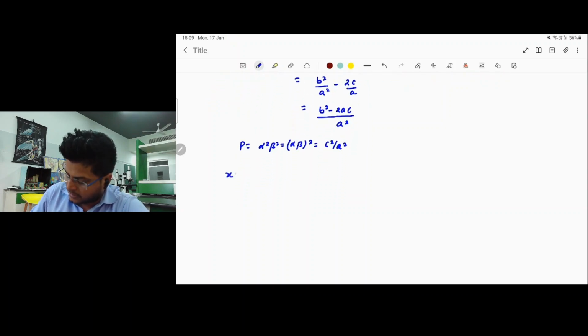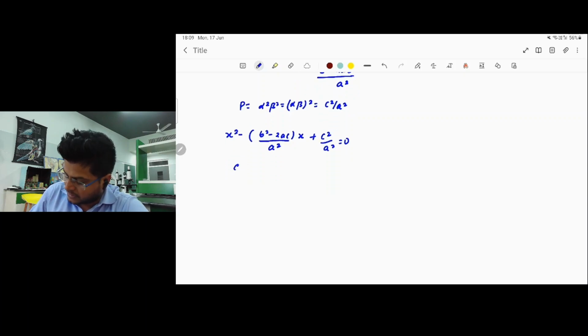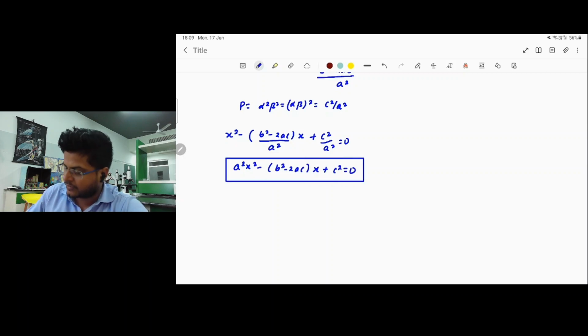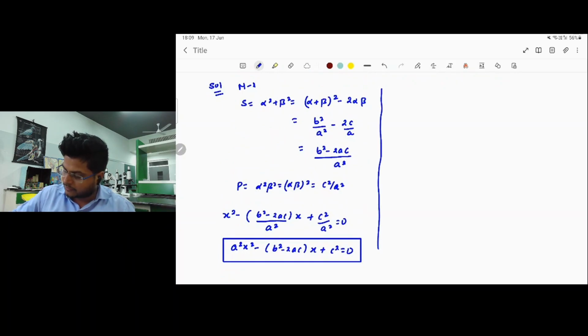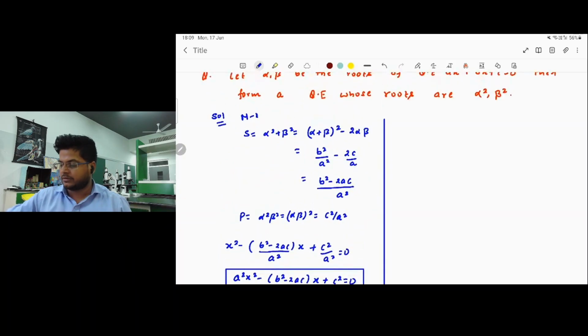So the quadratic is x square minus the sum of the roots, which is (b square minus 2ac) by a square, x, and plus the product, which is c square by a square, equals 0. So when you simplify this, it will look like a square x square minus (b square minus 2ac) x plus c square equals 0. I hope there should not be any confusion about this method.